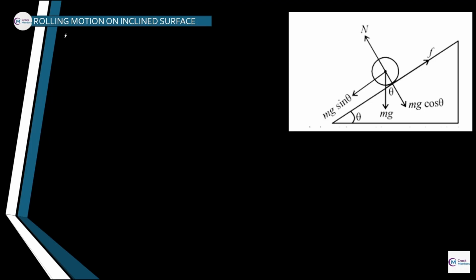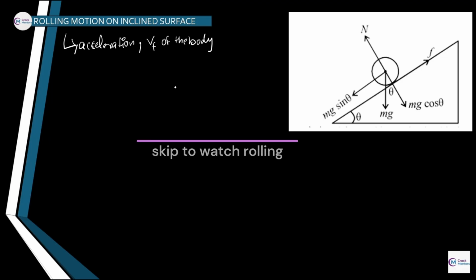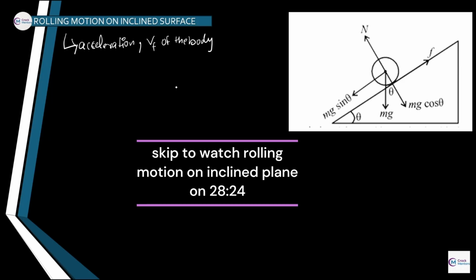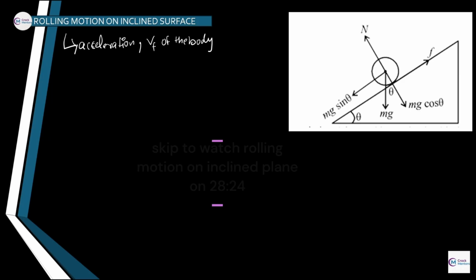In this rolling motion on an inclined surface, we have to calculate some things. First of all, we have to calculate the acceleration of the body at any instant when it is rolling, and we have to calculate the velocity at any instant when it is rolling. We are going to find out the final velocity as well. If we are able to find out the velocity at any point, then we are also able to find out the final velocity of the body, which we will see.